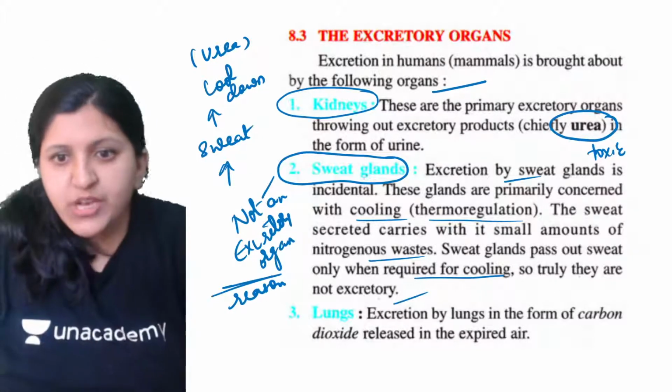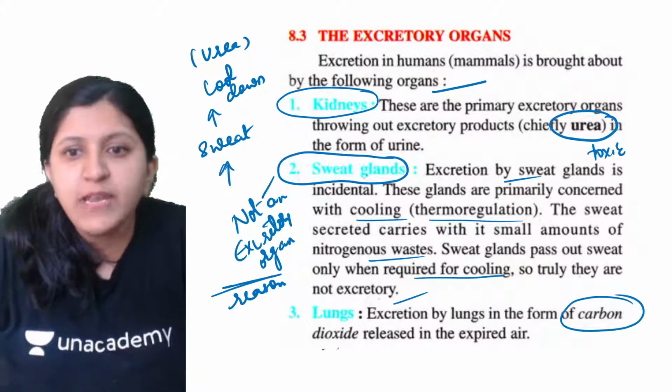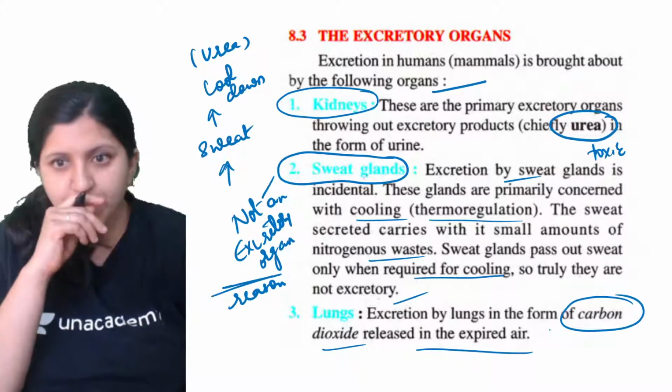Excretion by the lung is in the form of carbon dioxide, which is released in the expired air.